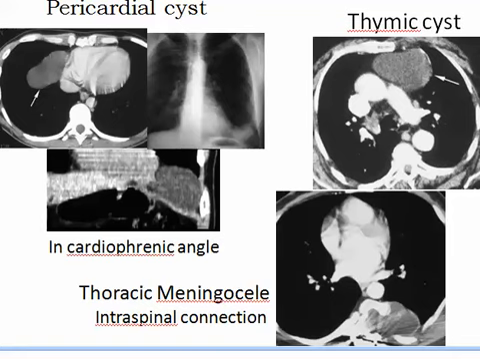The one related to the heart will be, of course, a pericardial cyst. The one anterior in the region of the thymus will be a thymic cyst. The one in the cardiophrenic angle is again a pericardial cyst. While posteriorly, if there is protrusion of the CSF in a closed space aligned with the vertebral column, this may be a lateral thoracic meningocele with intraspinal connection.